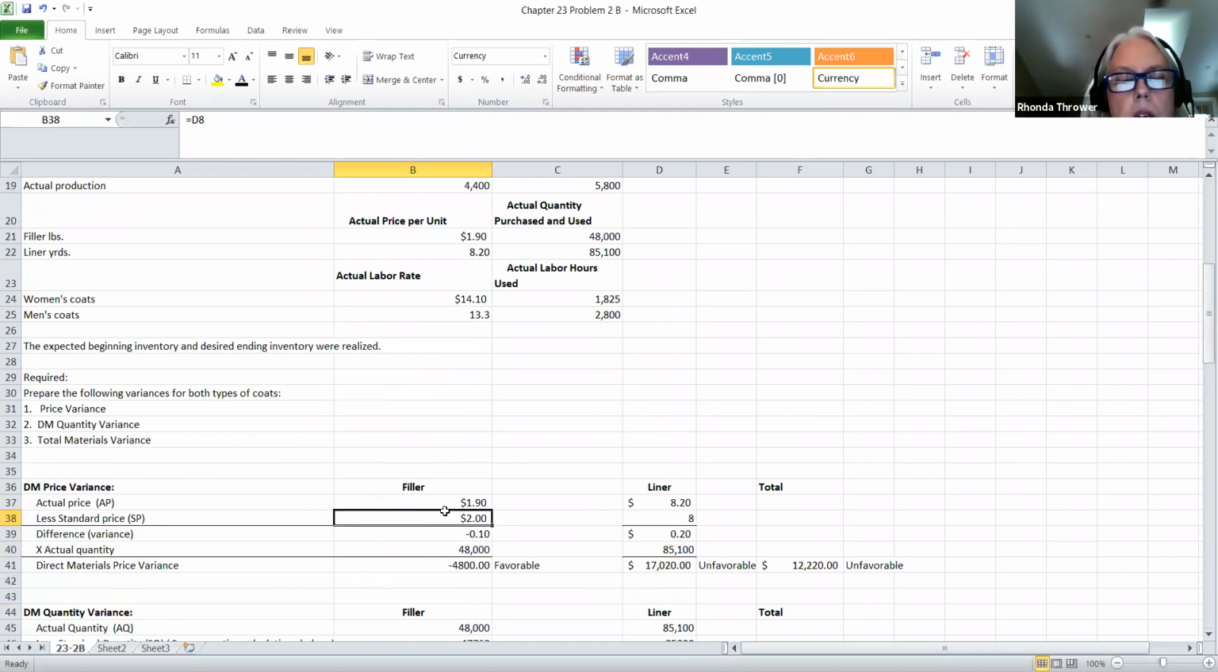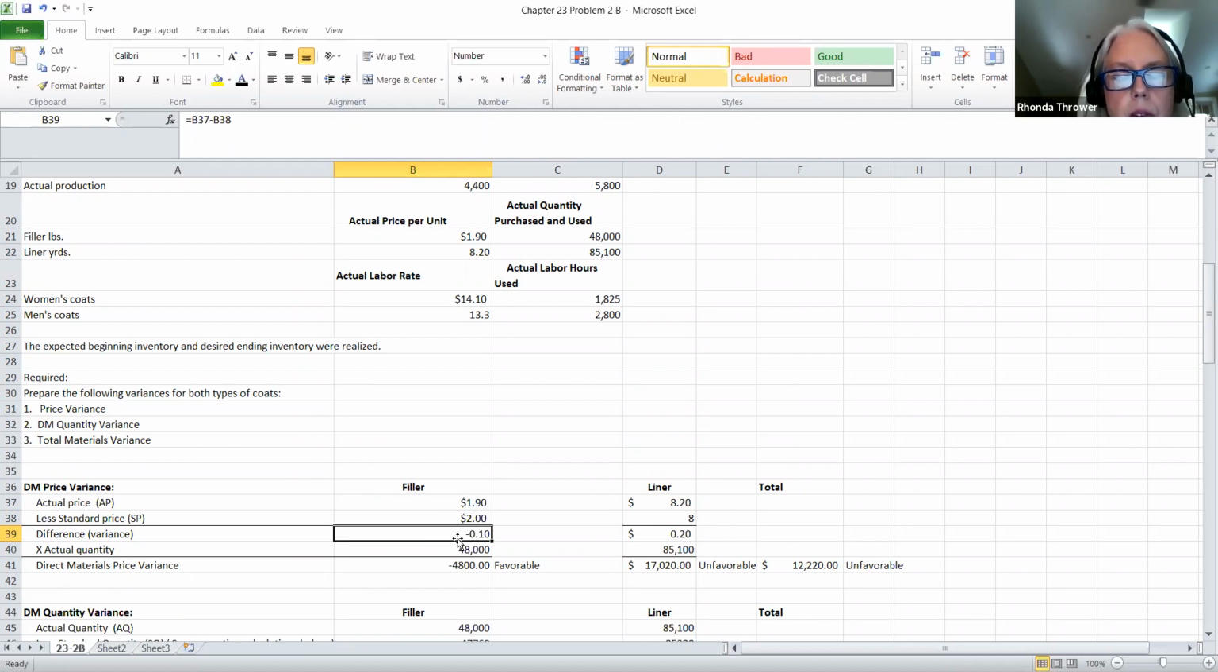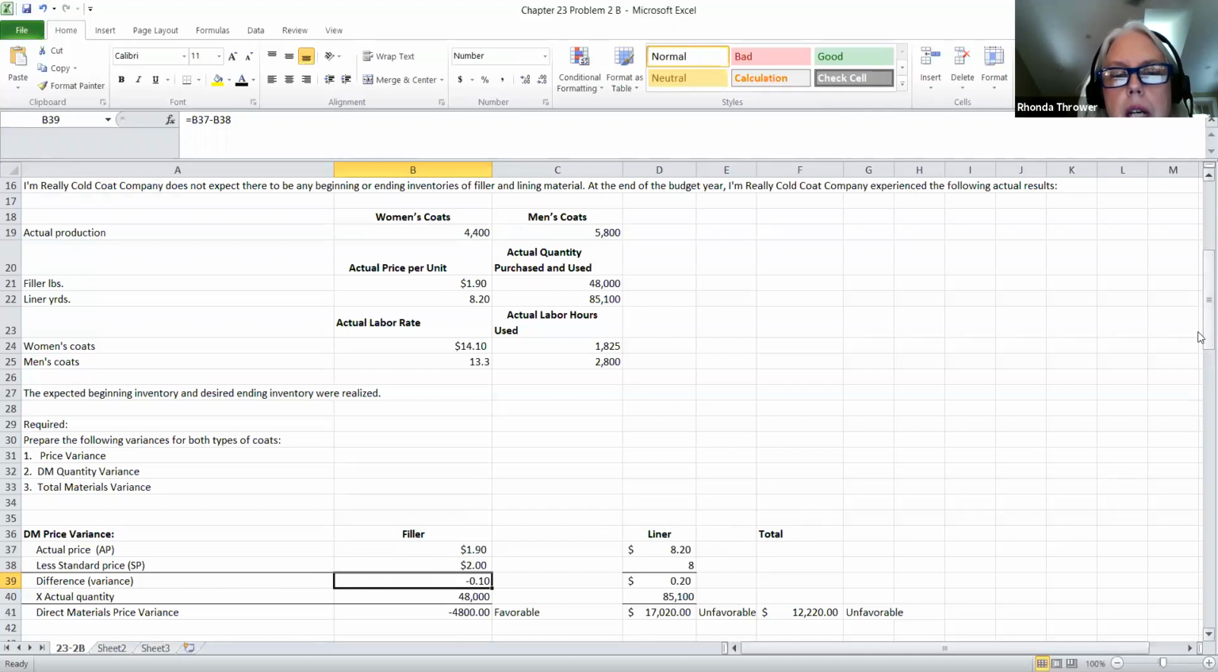And then what we have to do is look at the actual price and compare it to the budgeted price. Our actual price was less than our budgeted amount by 10 cents, so we know that this is going to be a favorable variance. You need to multiply that by the actual quantity of filler that you used. And the actual quantity of filler that we used was 48,000. So notice how I plugged that 48,000 in there.